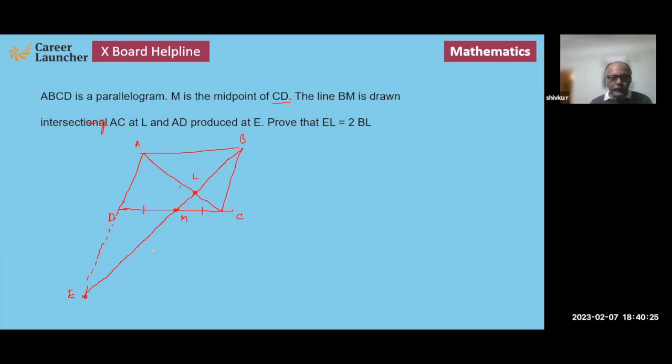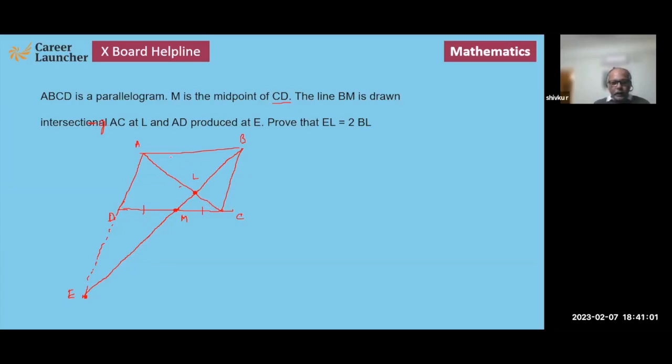We need to prove that EL is equal to 2 times of BL. So there is some relationship that we must identify. What is this relationship? And then work accordingly. तो इसमें क्या क्या हम कर सकते हैं? What all things can we do? So I know for a fact that if I am talking about triangles, right? Are there any similar triangles is what we are going to check.